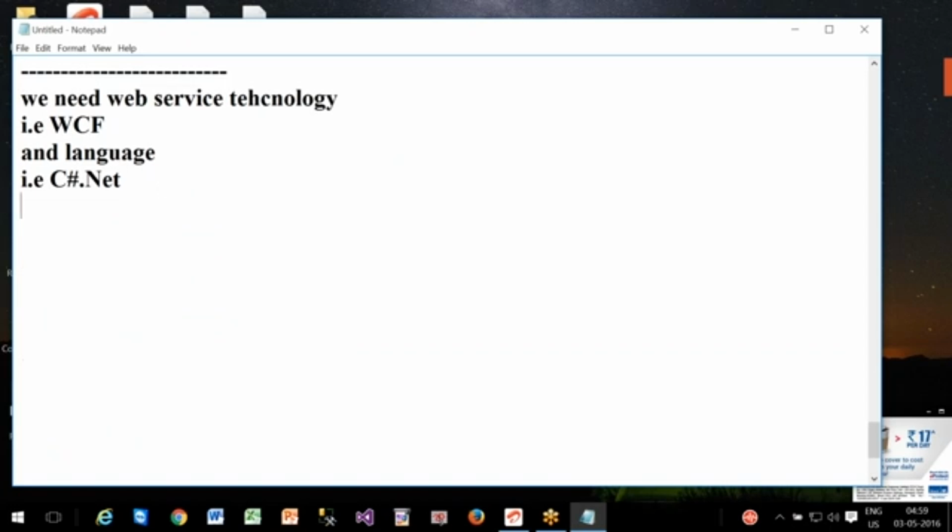Due to that reason, as a .NET developer, first we have to learn C#.NET. So that's why we are going to start after the introduction classes. We are starting with C#.NET. Okay, so that is the story. So commonly you have to learn a language called C#.NET. Okay, right.